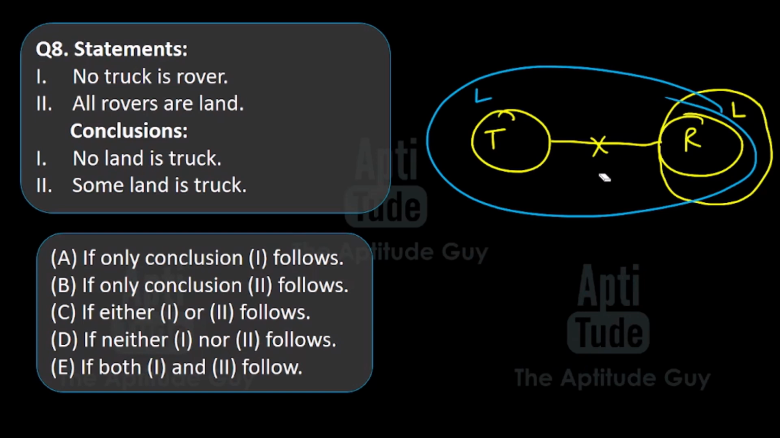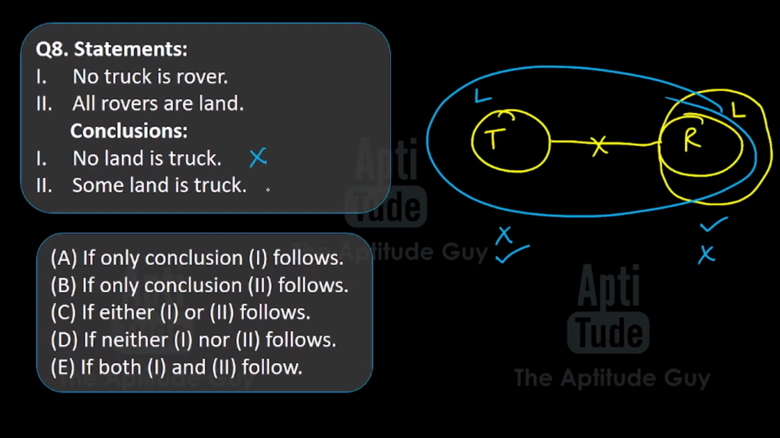Now, let's read the conclusions. First conclusion says, no land is truck. No land is truck was true in the yellow possibility, but it is false in the blue possibility because some land is definitely truck over here. Second conclusion says, some land is truck. Some land is truck in the blue possibility, yes, definitely, but in the yellow possibility, no land is truck, so it is false.